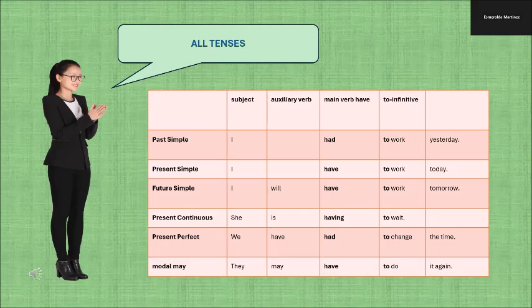In present continuous, she is having to wait. In present perfect, we have had to change the time. With modal verbs, they may have to do it again.